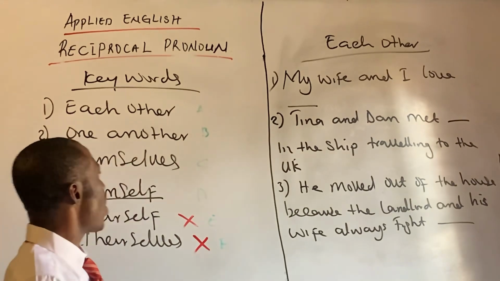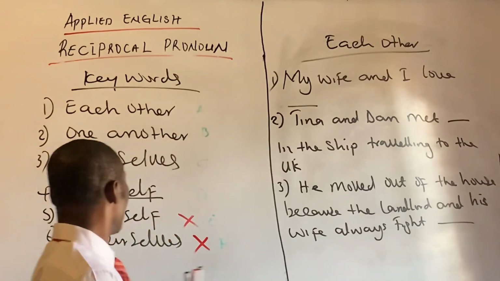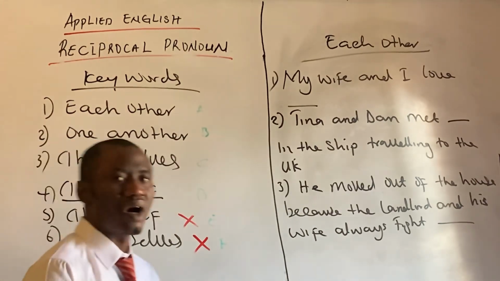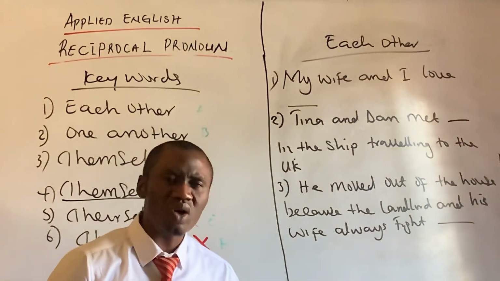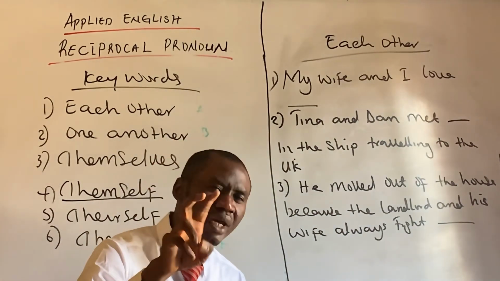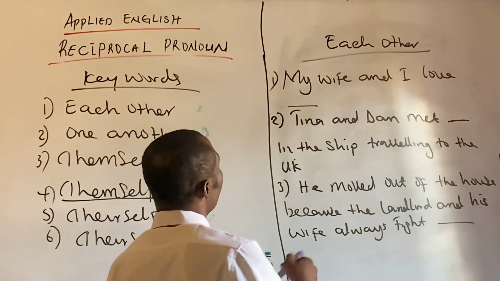Option B, one another. Option C is themselves. All right. The right answer there is: my wife and I love each other. The action is between two individuals, two people. So the right answer there is each other.